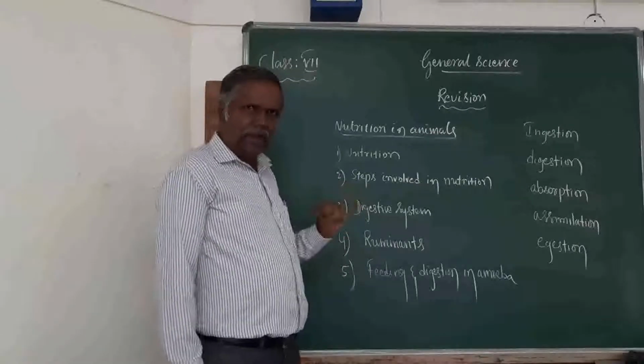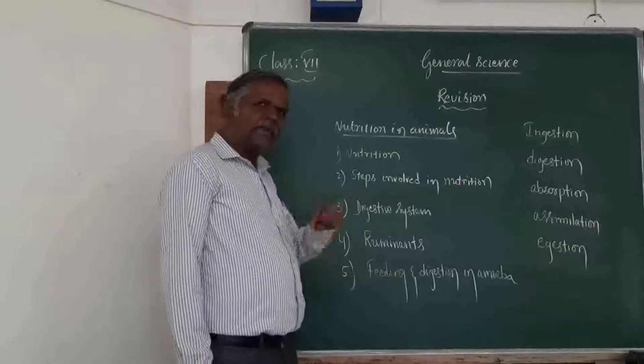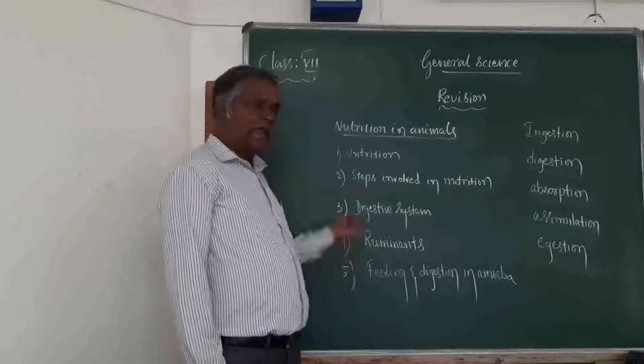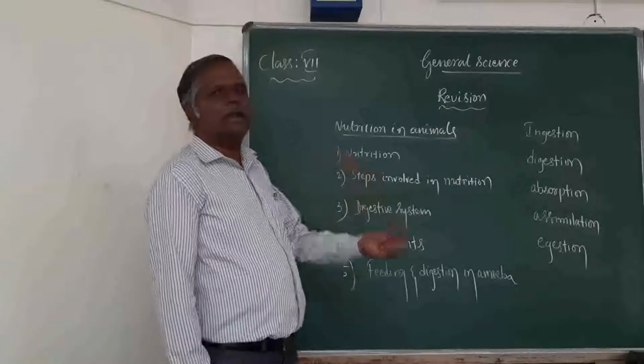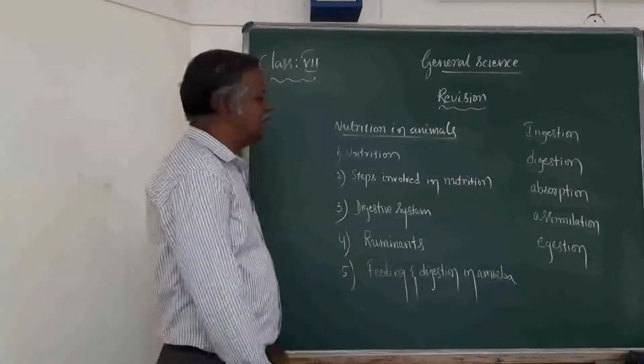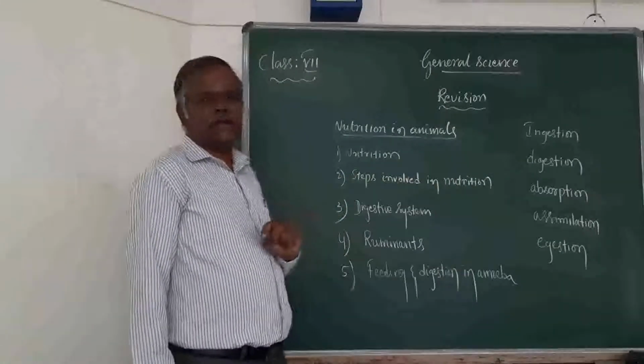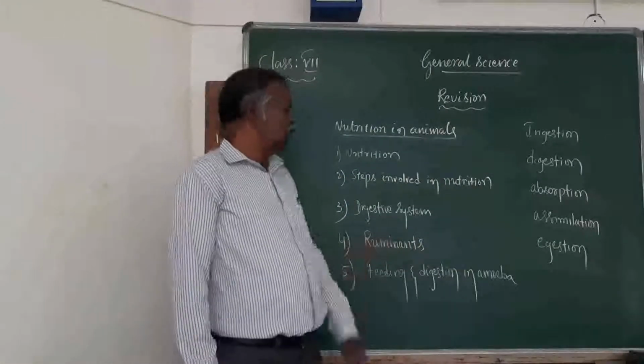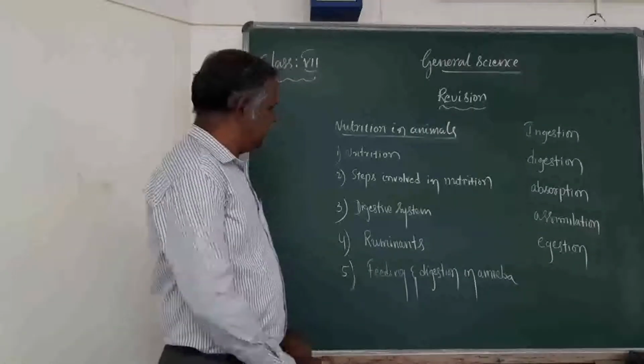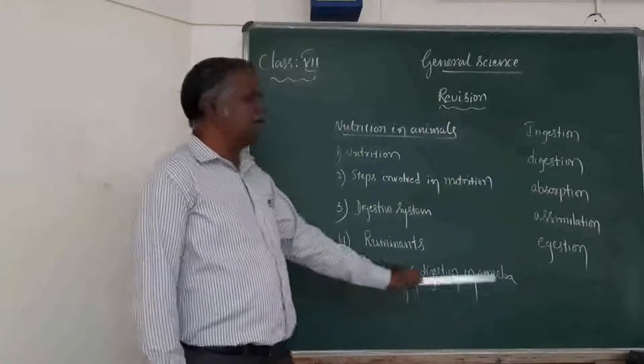They chew it well and afterwards it comes back to the mouth again. Again it goes to the stomach, then the intestine, and afterwards it is digested well and the food is absorbed. Then unwanted food will be ejected. This is about ruminants. Next is amoeba, feeding and digestion in amoeba.